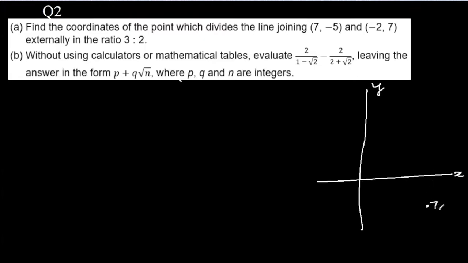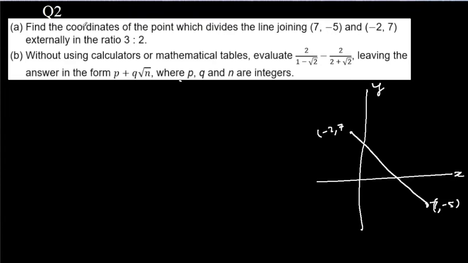In this question number 2, they have given us 2 points and we need to divide the line joining them externally in a ratio 3:2. So let me have an idea where these points are. Suppose this is the x coordinate, this is the y coordinate. 7, minus 5 will be somewhere here approximately, and minus 2, 7 will be somewhere here, and this is the line joining them.